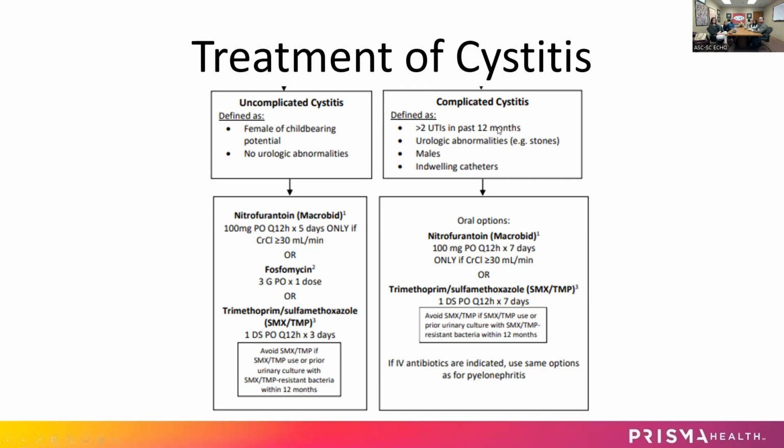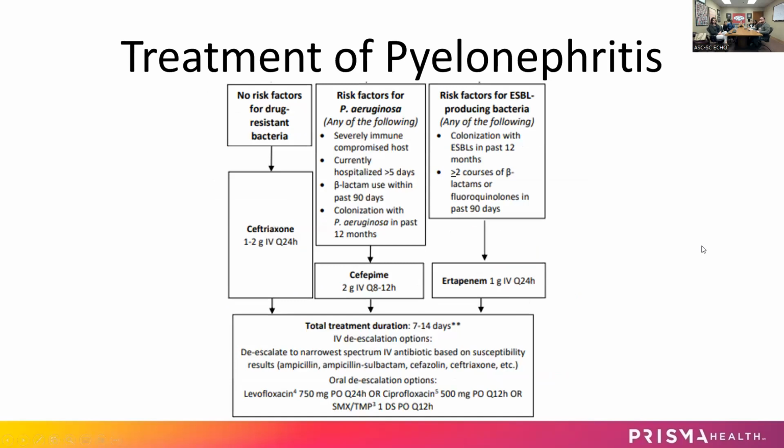In those complicated cystitis patients, which we've already talked about what would define someone as complicated cystitis, some options include an extended course of macrobid up to 7 days, or an extended course of Bactrim for 7 days. If IV antibiotics are indicated in these patients, since they are hospitalized, you can use some of the same options as for pyelonephritis, which I've laid out here. If a patient has no risk factors for drug-resistant bacteria, then our go-to in the inpatient setting for pyelonephritis will be ceftriaxone.